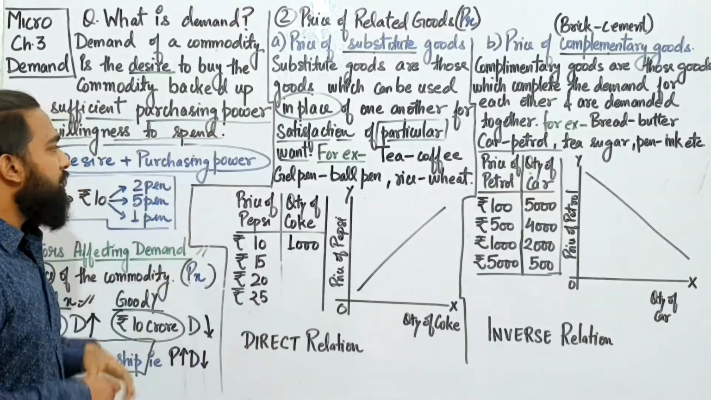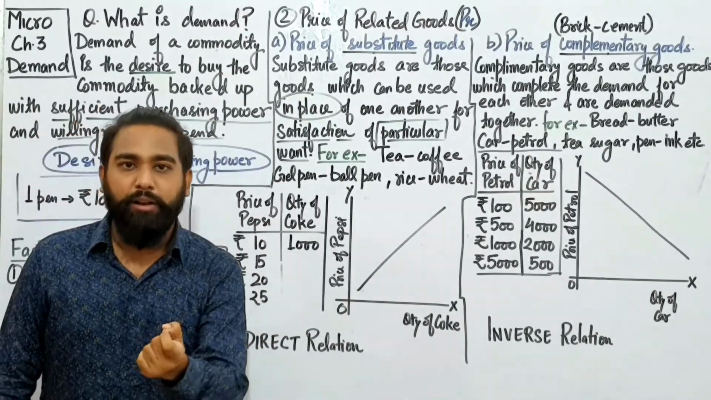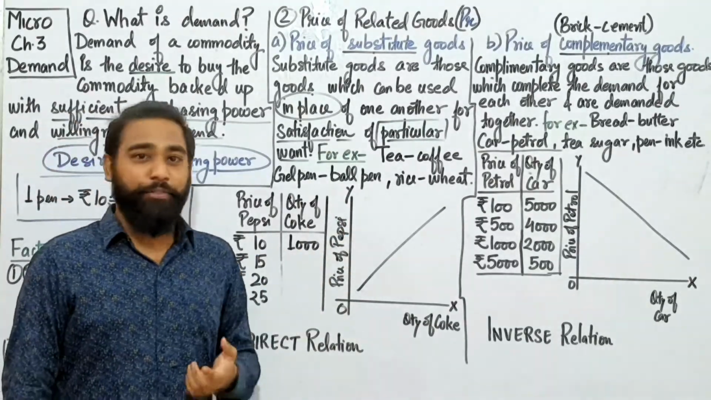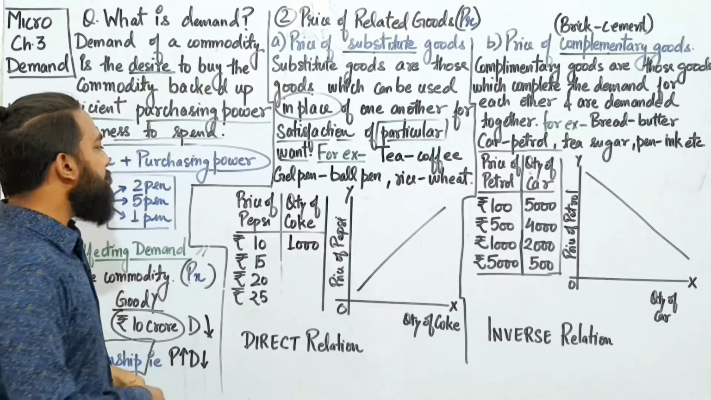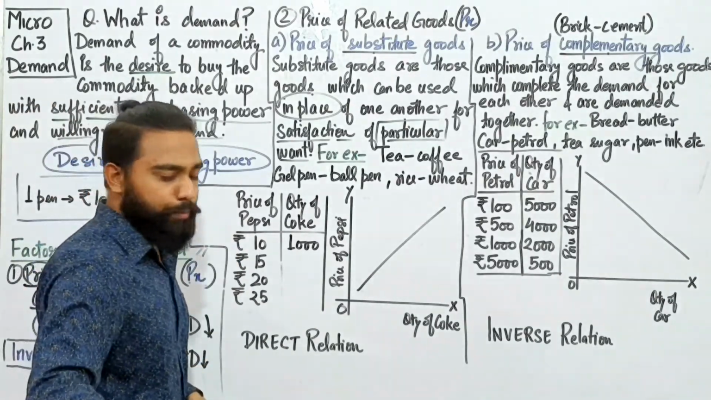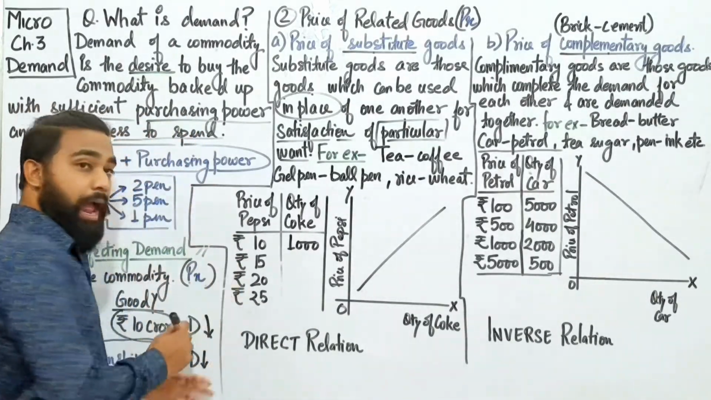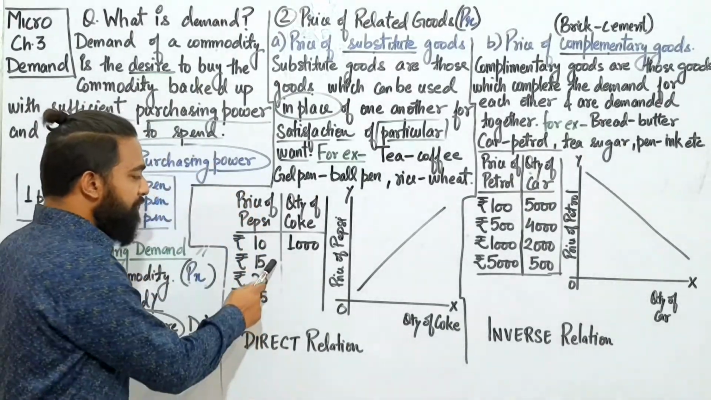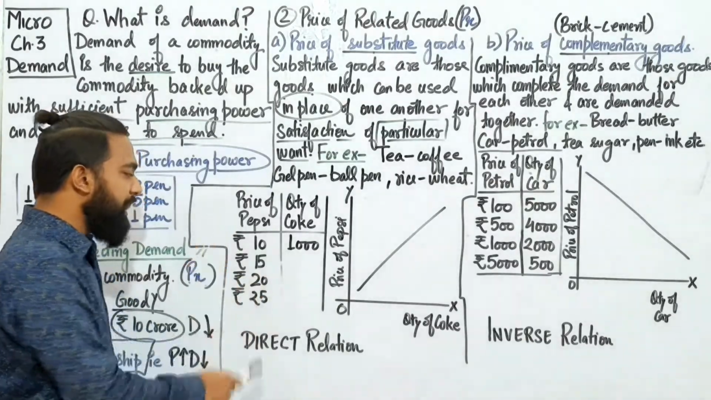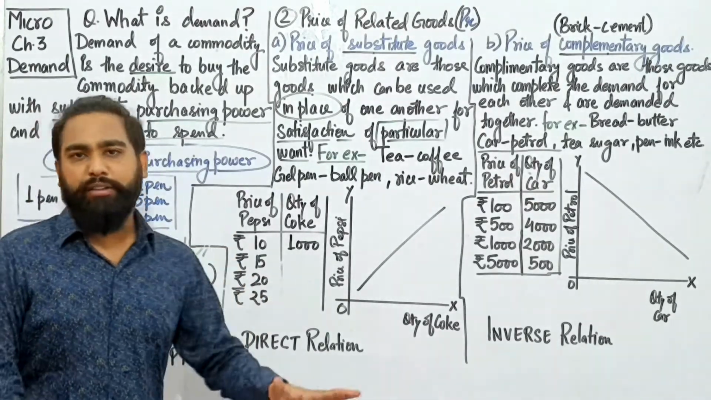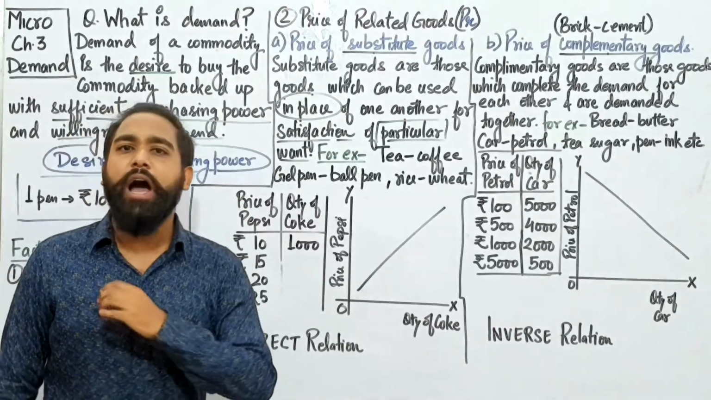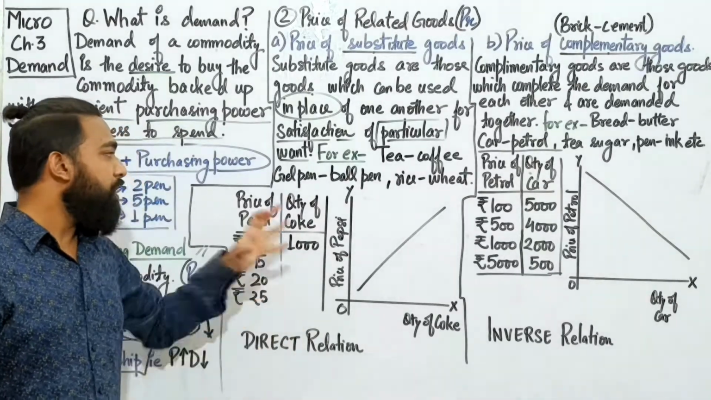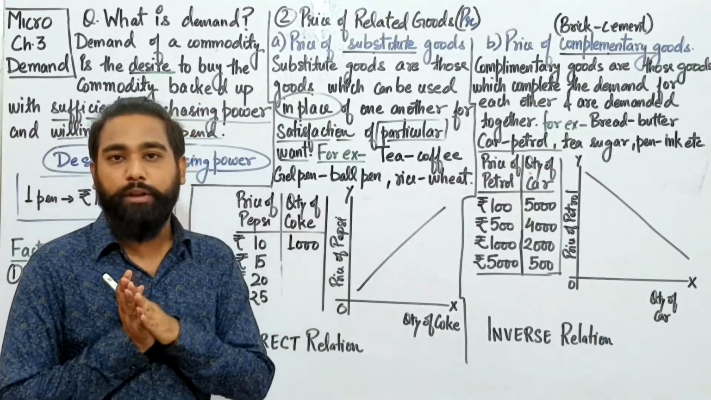Now I have taken the example of substitute goods, which is Pepsi and Coke, your favorite. Now suppose the price of Pepsi is rupees 10 and it's increasing. After 10 it increases to 15, then it increases to 20, and again it reaches 25. Suppose the prices of Pepsi are increasing. First it was 10, then 15, then 20, then 25. Now what happens with the Coke?